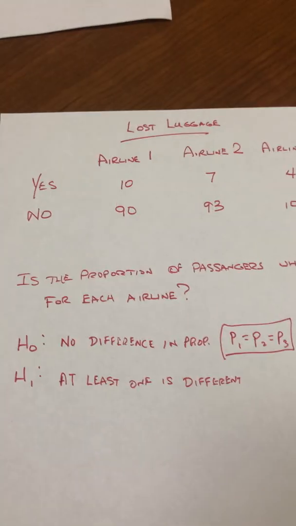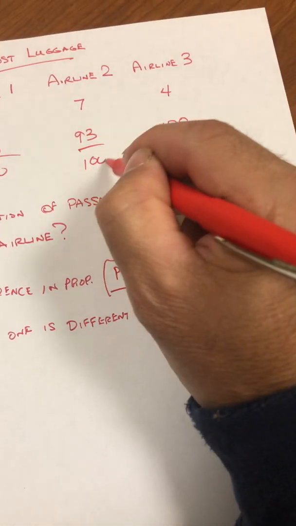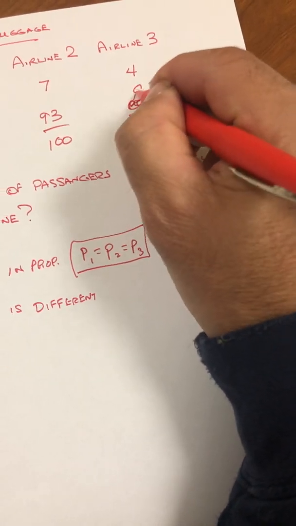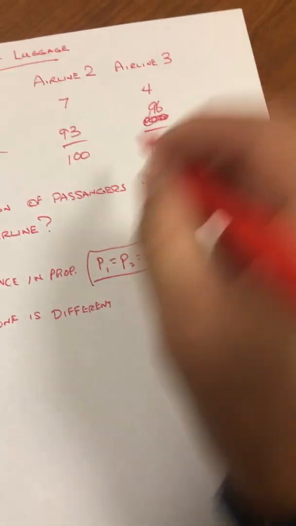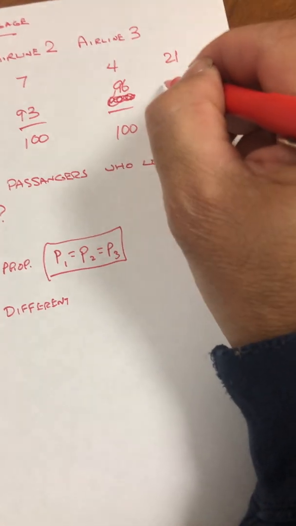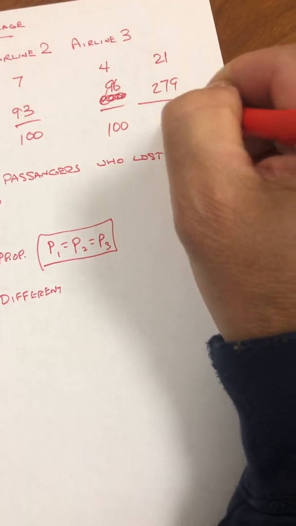Okay? All right, again, I need column totals. Ooh, this wasn't supposed to be 100, it's supposed to be 96. So I get 100 there. I need row totals. So this one's 21, this one's 279, and I need total totals. And in this case, I have 300.